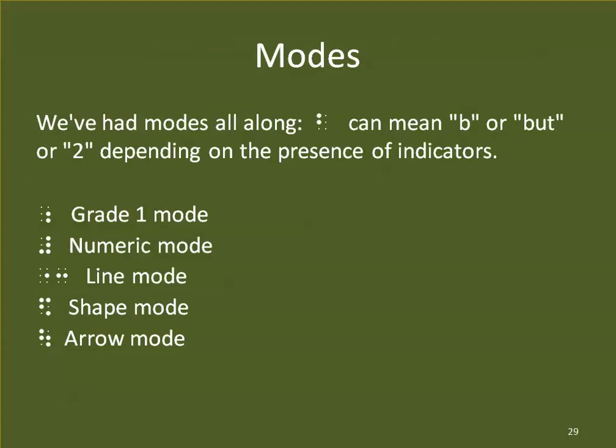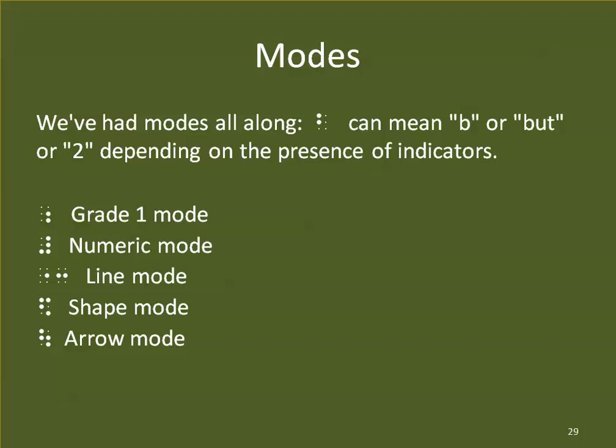Okay, moving on to a new concept, modes. UEB makes a big deal of modes, and we've had modes all along. We just didn't necessarily call it that. So we have dots 1 and 2, for example. It can mean B. It can mean the word but if it's all by itself, standing alone. Or if we put a numeric indicator in front of it, then it's read as the number 2. So those same two dots mean different things depending on whether there's an indicator in front of it or not, and what kind of indicator is there if there is one. And that's all it is. That's all that modes are. It's just that UEB makes it more official.